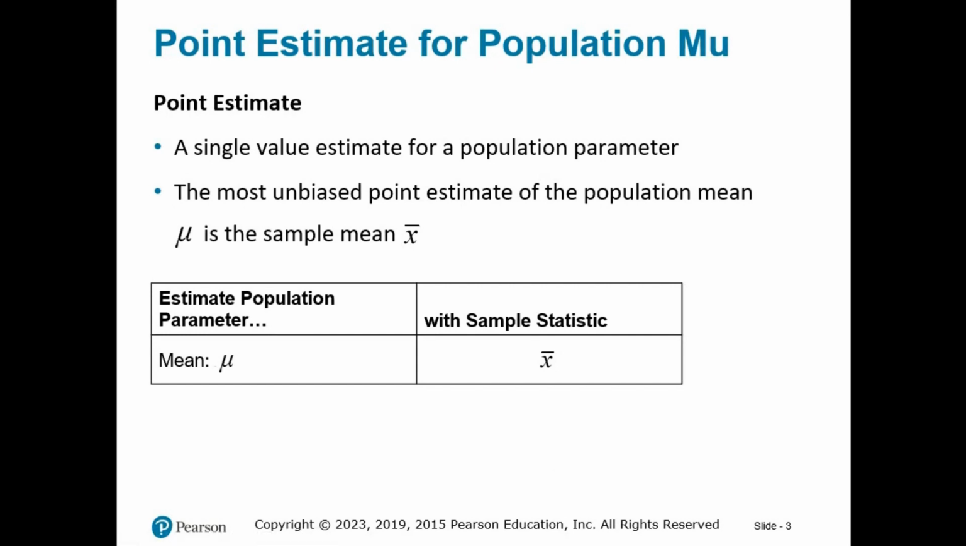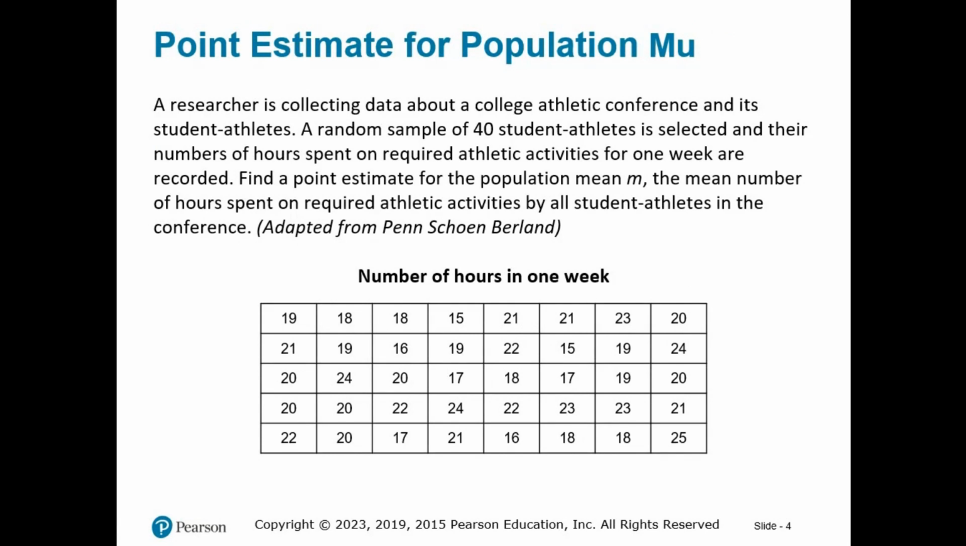Let's do an easy example. A researcher is collecting data about a college athletic conference and its student athletes. A random sample of 40 student athletes is selected, and their numbers of hours spent on required athletic activities for one week are recorded. Find a point estimate for the population mean mu, the mean number of hours spent on required athletic activities by all student athletes in the conference.